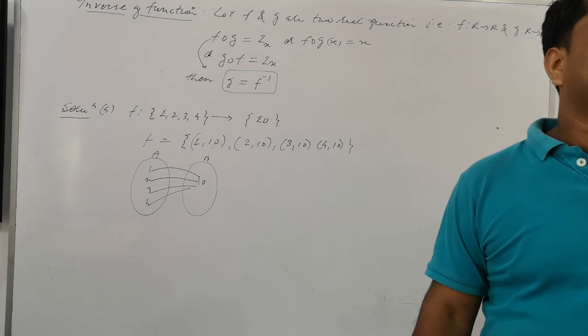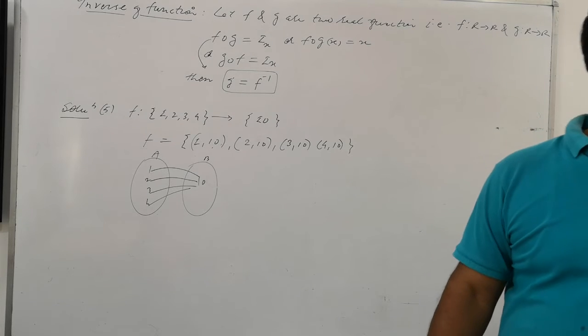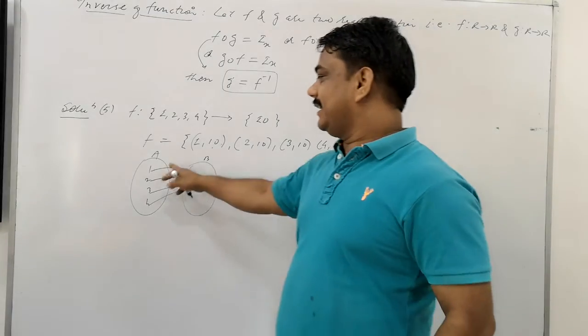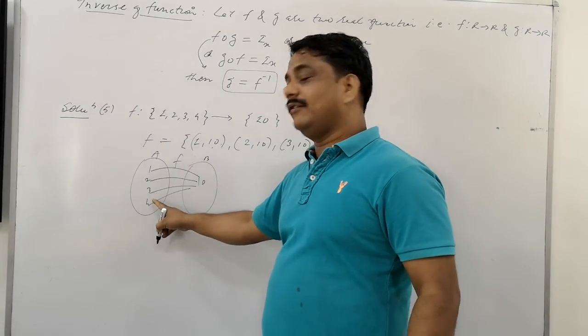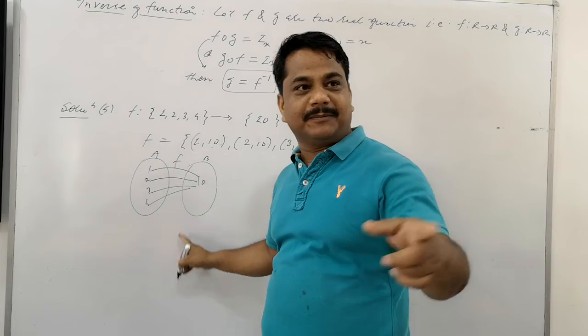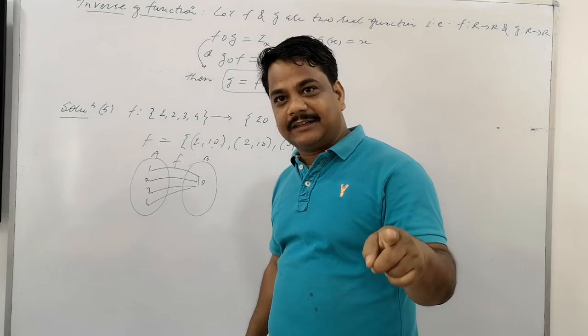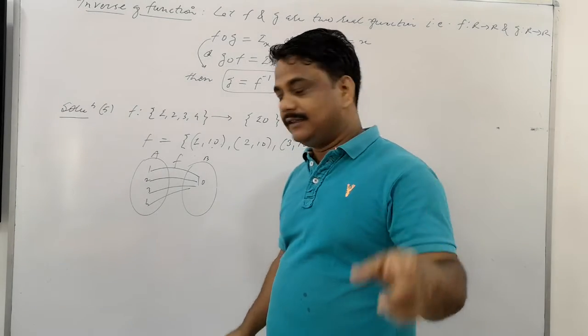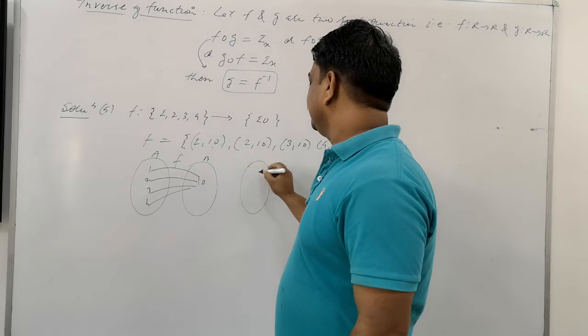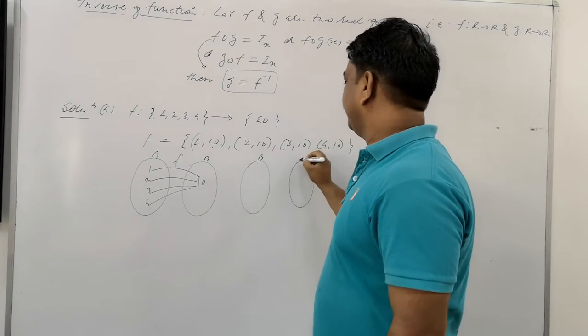Many to one function, many to one mapping. This is okay. Every element of A can have one and only one image. Is it possible? Is this coming under the definition of function? Yes.